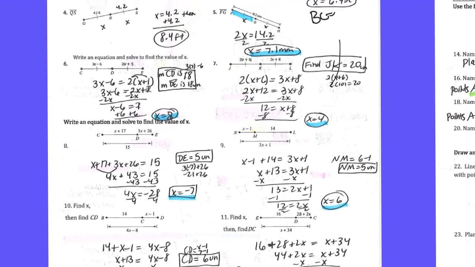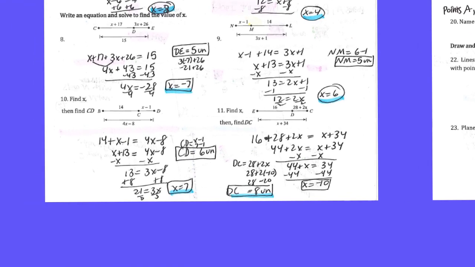Again, up here, we didn't know the total, so we had to work with what we had, and that's part of it: what do I have? How can I use it to get to what I want to know? So this says find x and then find CD. So here's where we do take it up a notch. You add up the two parts, so that'd be 14 plus x minus 1, and set it equal to the total, which is 4x minus 8.